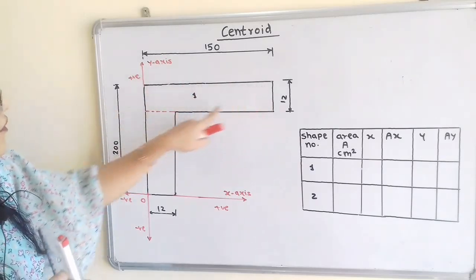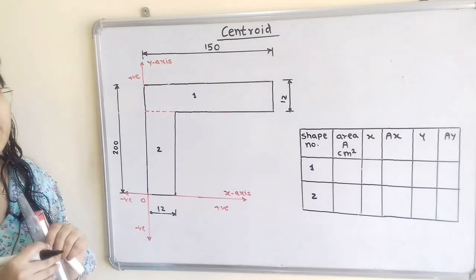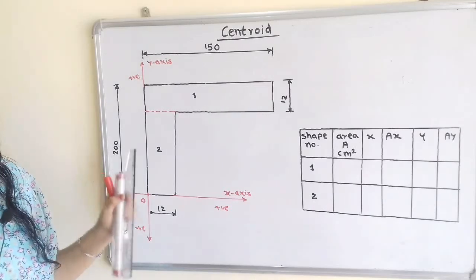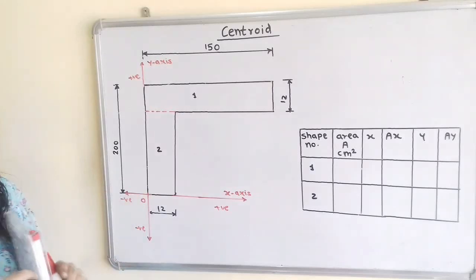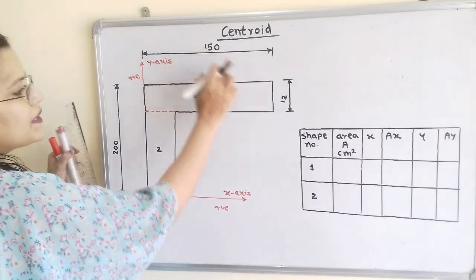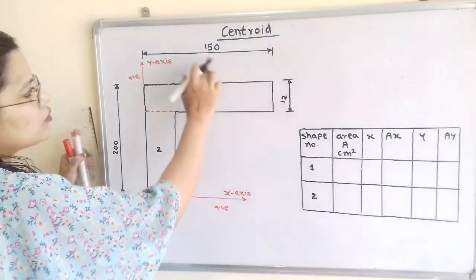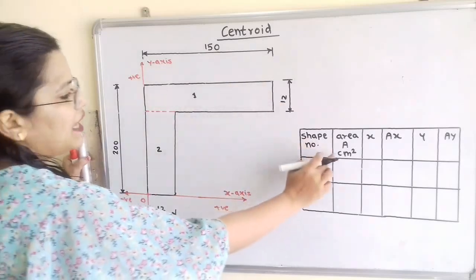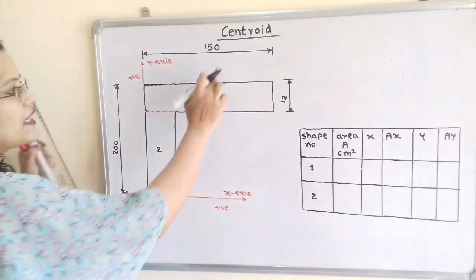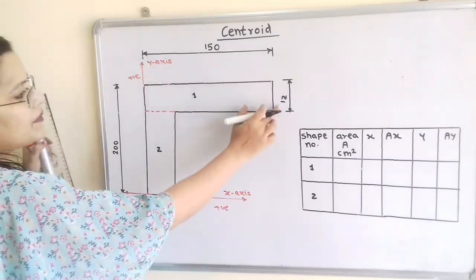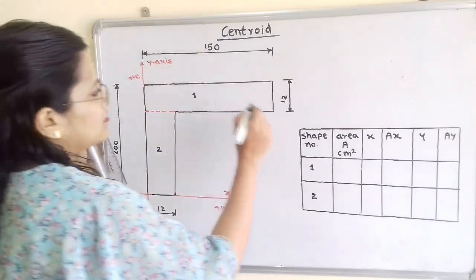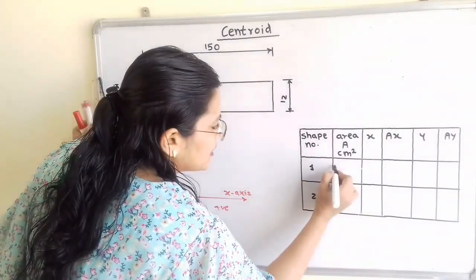Now for the first shape we have to calculate the area. How to calculate the area for the rectangle? That is length multiplied by width. So 150 multiplied by 12. These dimensions are given in centimeter, so we can say that the area is in centimeter square. So 150 multiplied by 12, that is 1800.